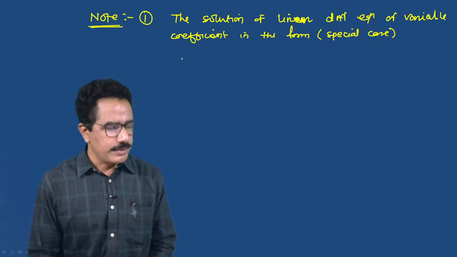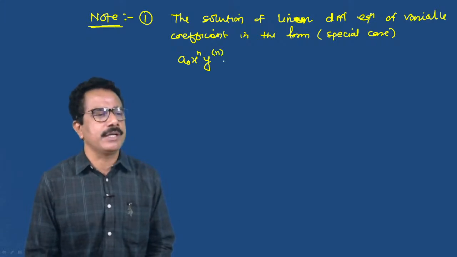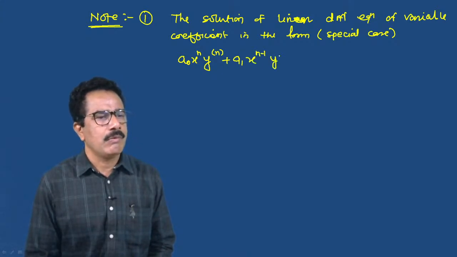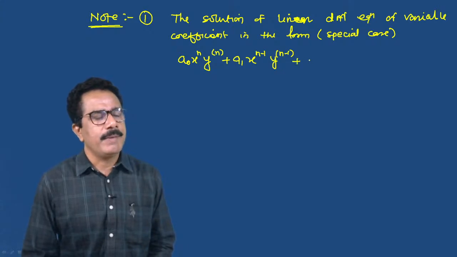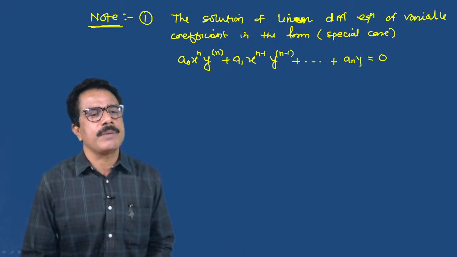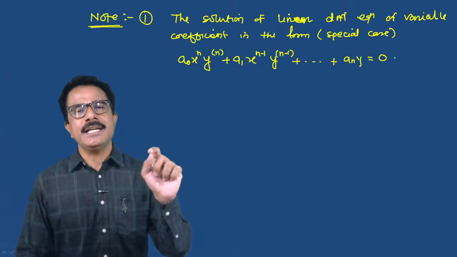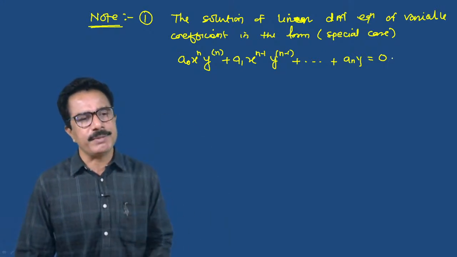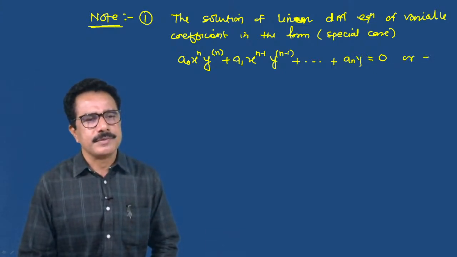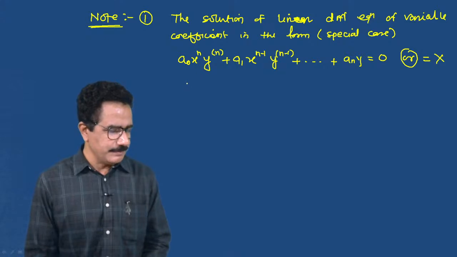हा कुठला आहे? Suppose we can consider a0 x raised to n y raised to n, meaning nth order derivative, plus a1 x raised to n minus 1 y raised to n minus 1th order derivative, plus dot dot dot plus a_n y, which is equal to, suppose, x or whatever may be, 0, we consider 0. अगर लीनियर होमोजेनियस है तो 0, नॉन होमोजेनियस है तो x भी कंसिडर कर सकते हैं. तो इसके लिए सॉल्यूशन अगर हम होमोजेनियस और इट इज इक्वल्स टू x, ये भी हो सकता है. So how to solve this equation?